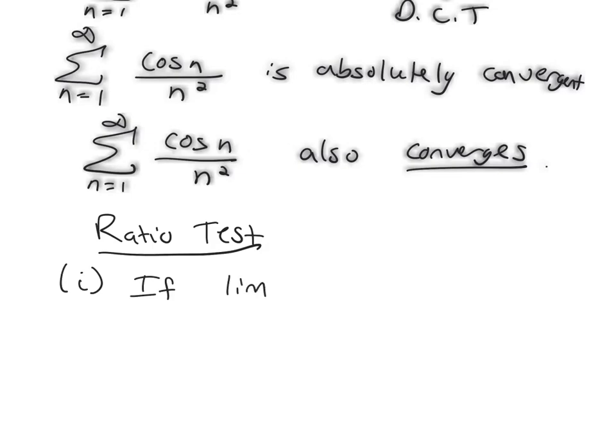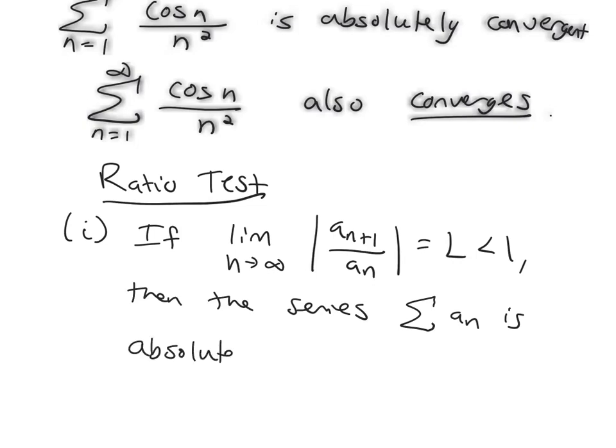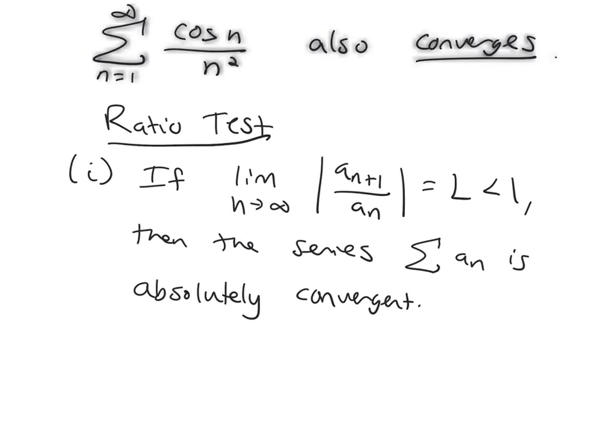If the limit as n goes to infinity of the absolute value of a_(n+1) over a_n is a number L that's less than 1, then the series sum of a_n is absolutely convergent. So also convergent.